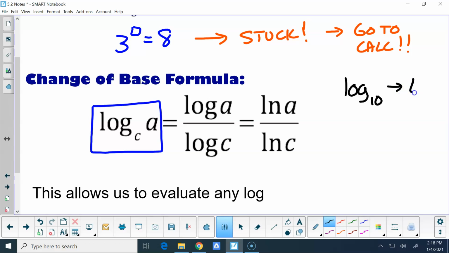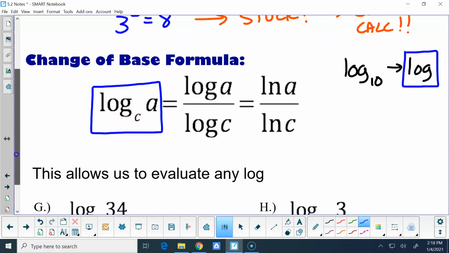Now, every calculator is different, but almost all calculators only have log base 10, which on your calculator is just log. Okay, so that's the key that you're looking for, log base 10, or log base e, which is natural log. Log base 10 is sometimes referred to as the common log. Okay? So we do that.